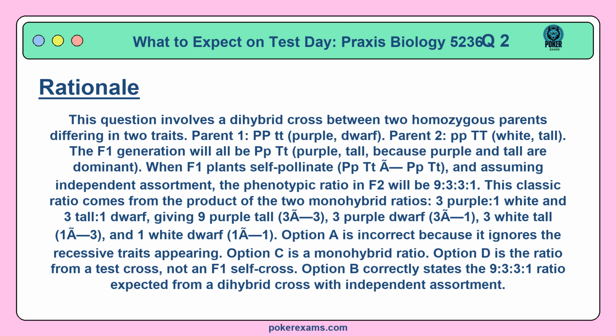This classic ratio comes from the product of the two monohybrid ratios, 3 purple to 1 white and 3 tall to 1 dwarf, giving 9 purple tall (3/4 × 3/4), 3 purple dwarf (3/4 × 1/4), 3 white tall (1/4 × 3/4), and 1 white dwarf (1/4 × 1/4). Option A is incorrect because it ignores the recessive traits appearing. Option C is a monohybrid ratio. Option D is the ratio from a test cross, not an F1 self-cross. Option B correctly states the 9:3:3:1 ratio expected from a dihybrid cross with independent assortment.